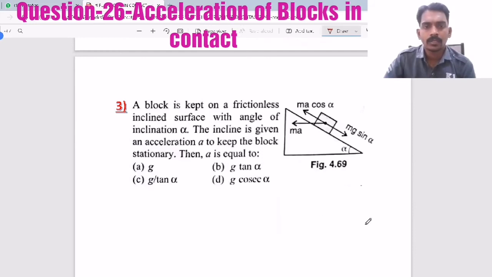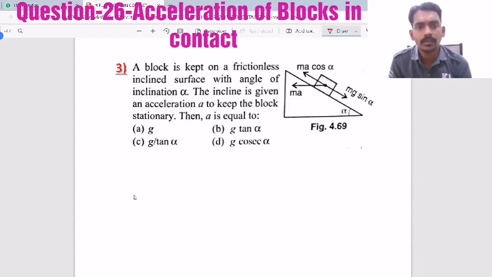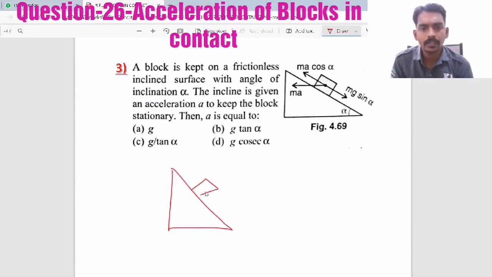Now let's take one question based on the inclined surface. A block is kept on a frictionless inclined surface with angle of inclination alpha. The incline is given an acceleration a to keep the block stationary, then a is equal to. Here, when an inclined plane is there and a block is kept on it, it will come down with an acceleration g sin theta. That is what we have seen.